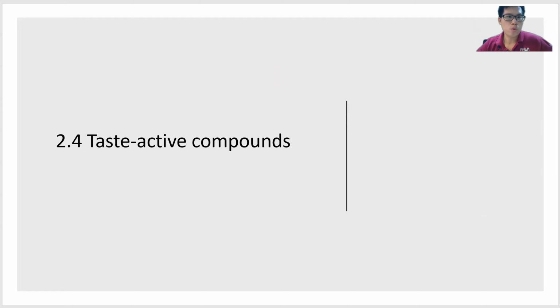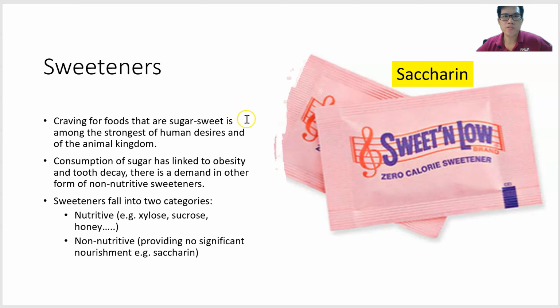So over here you got different types of sweeteners. They give you this taste active sensation. The craving for sugar, for sweet, is among the strongest human desires in the animal kingdom. So that is why we always eat a lot of sugars. You feel the fulfillment, you say, oh, very nice. That's why kids as well, they like it sweet.